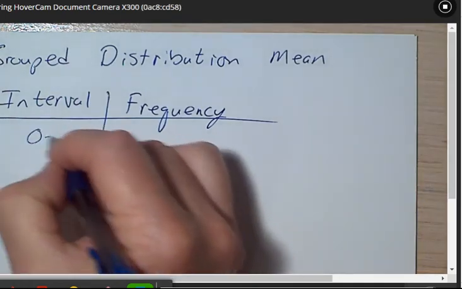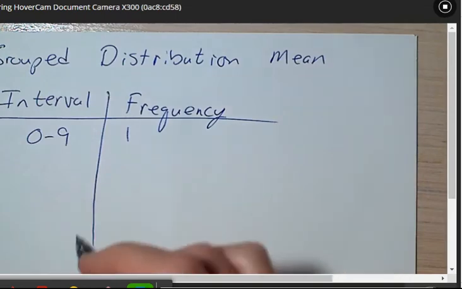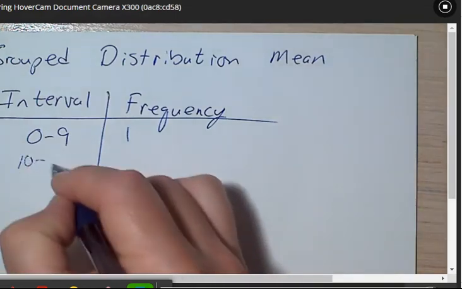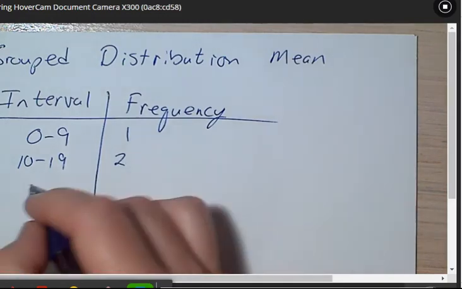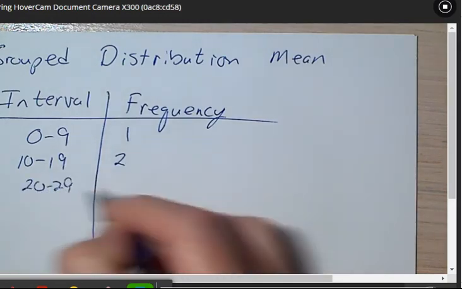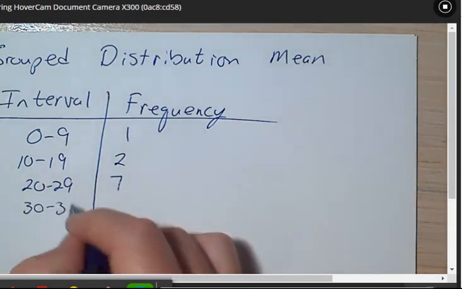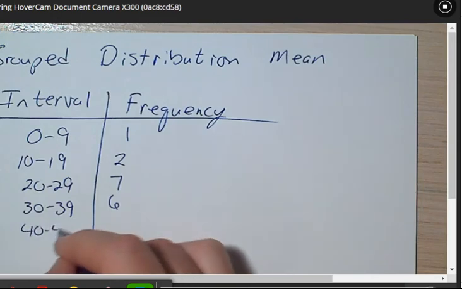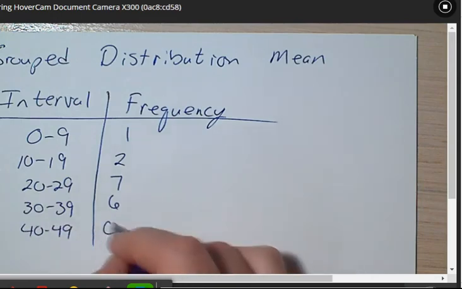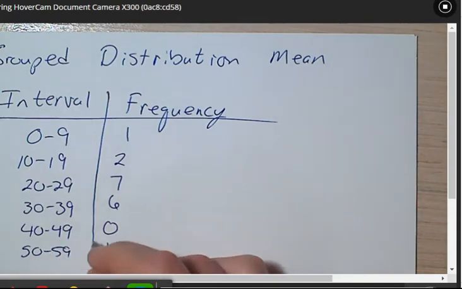They'll give you an interval from 0 through 9. They'll tell you this one had a frequency of 1. They give you maybe 10 through 19. This one had 2. 20 through 29 was 7. 30 through 39 was 6. 40 through 49 was 0. And then 50 through 59 was 1.